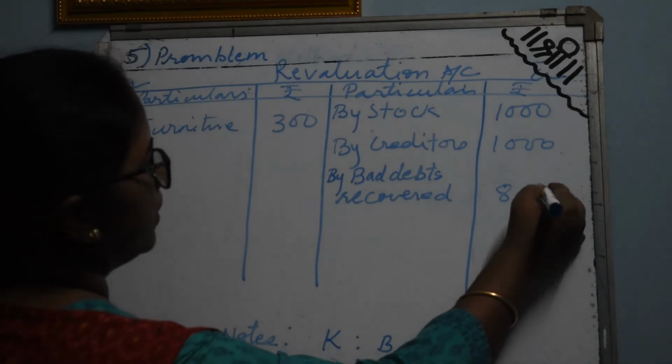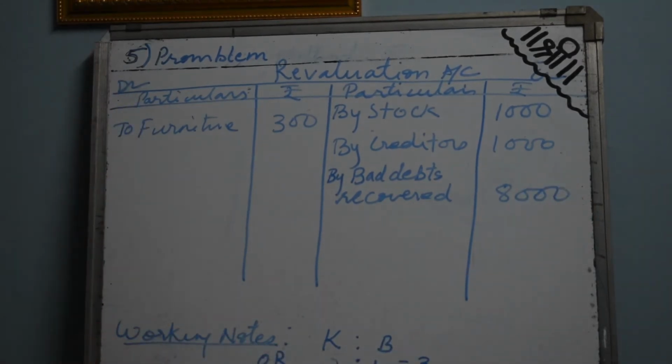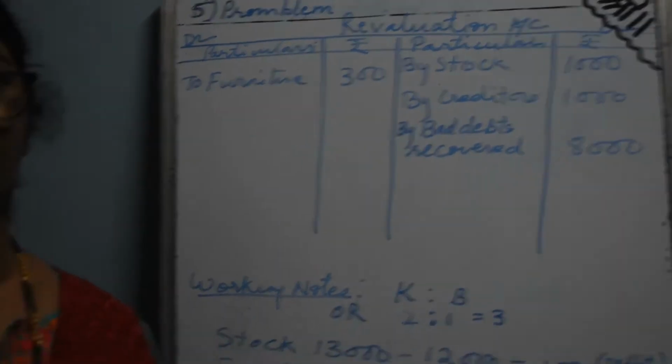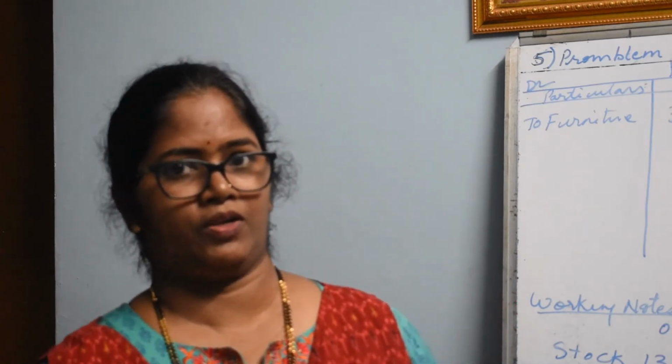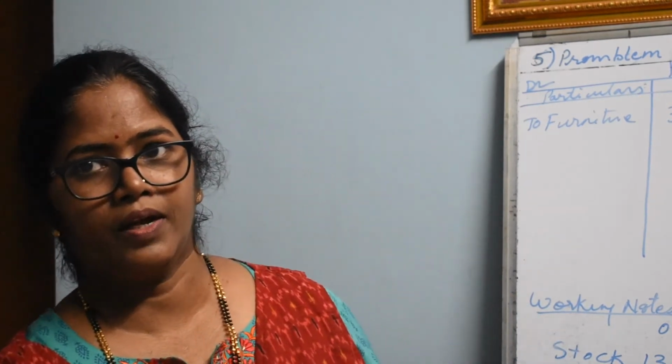8,000. So that amount of 2,000 you should not show anywhere in here, because we have received only that amount, and that is what we are going to show. Okay. So when there is bad debt, it is a loss. When we are receiving the bad debt, it is a profit for us. That's why we will show it on the credit side, and in the cash we are going to add that 8,000. Okay.